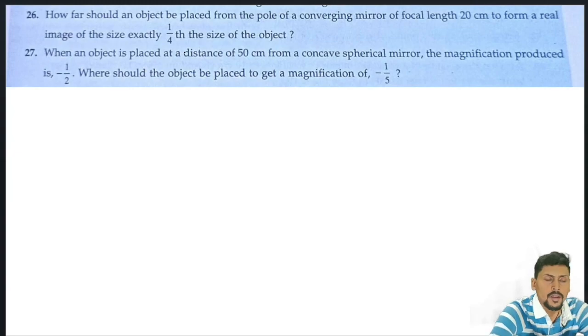So now I will solve some subjective questions. I have selected only 2 subjective questions. First question: how far should an object be placed from the pole of a converging mirror of focal length 20 centimeter to form a real image of the size exactly 1/4 the size of the object.